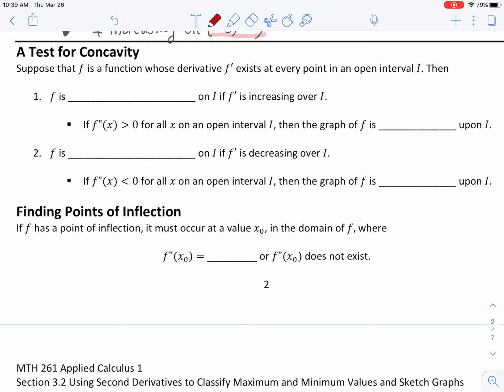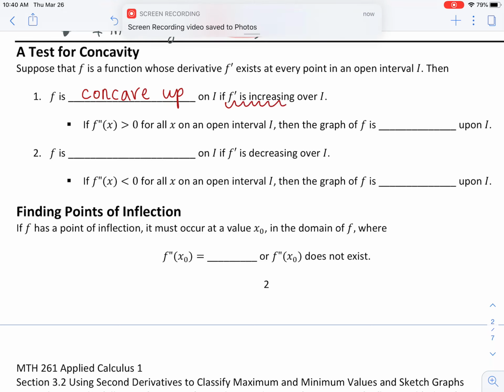It's called a test for concavity. Suppose that f is a function whose derivative f prime exists at every point in an open interval I. Then f is called concave up on that interval if f prime is increasing over I.